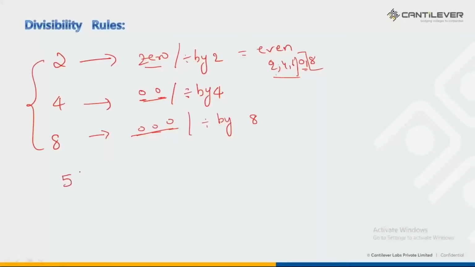And we know the divisibility rule for 5 and 10. Very simple. 5 should end with either 5 or 0. For 10, the last digit should be 0. Next.